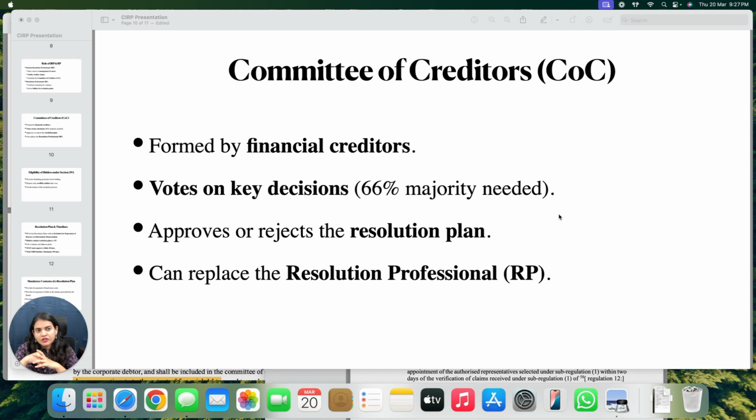For the appointment of professionals also, the IRP is required to take the approval of the committee of creditors. The code provides that the IRP or the RP must appoint a registered valuer for assessing different asset classes.